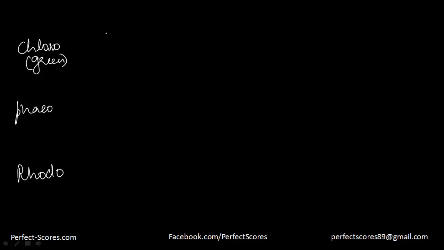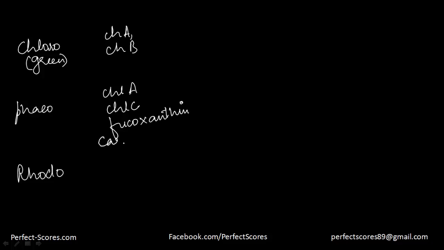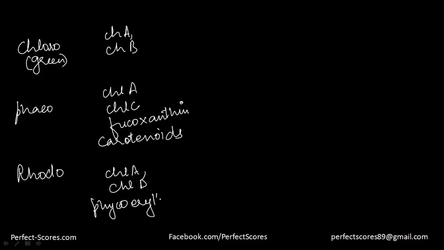Now Chlorophyceae is green because of chlorophyll a and chlorophyll b. Phaeophyceae are known as brown algae because they have chlorophyll a, chlorophyll c, and fucoxanthin, along with sometimes other carotenoids that give a reddish-brown tinge. And Rhodophyceae are known as red algae because they have chlorophyll a, chlorophyll d, and phycoerythrin, which is more dominant. That's why they're not so green as they are red in color.